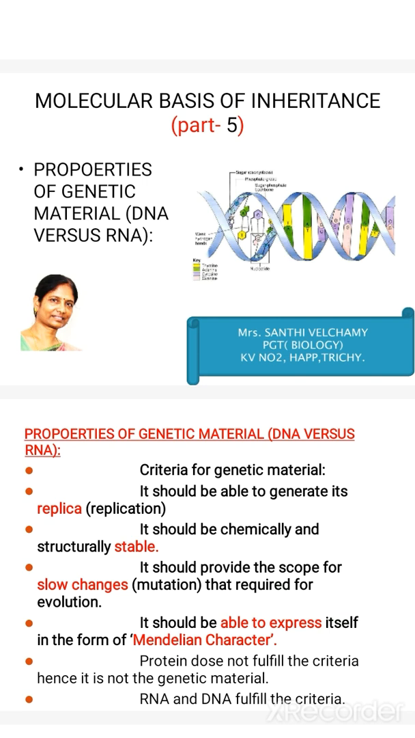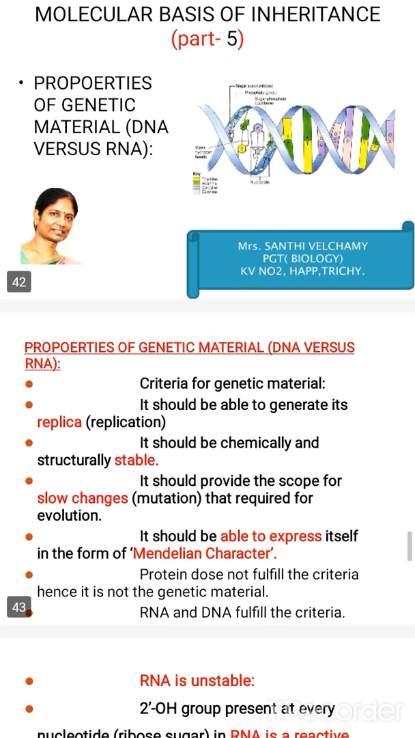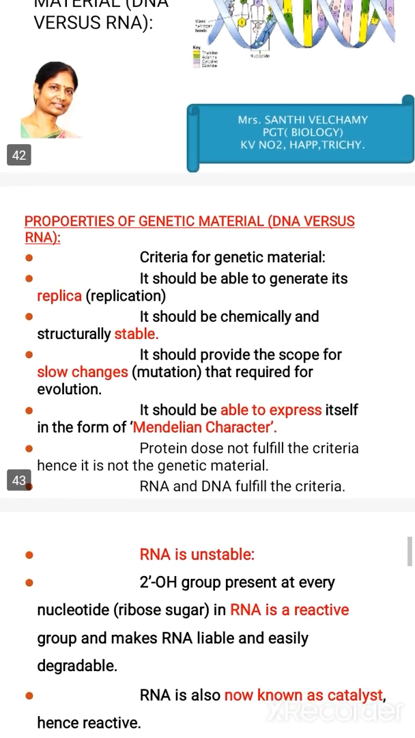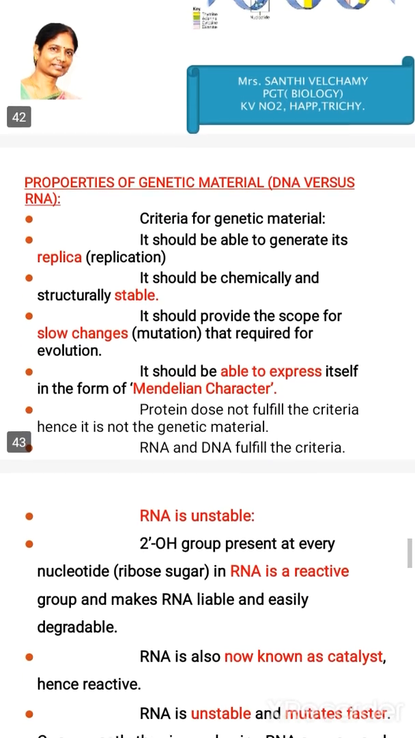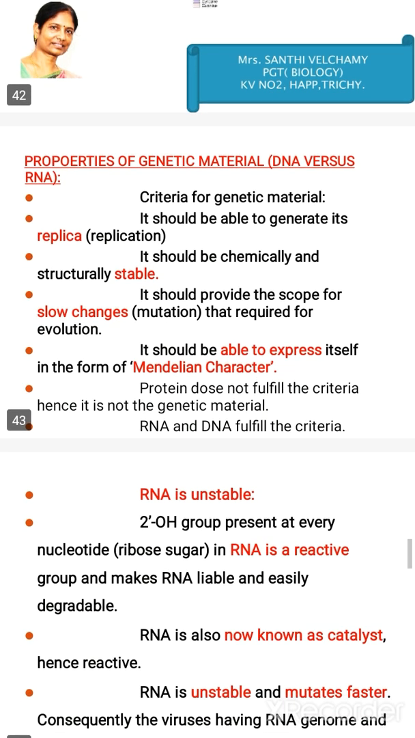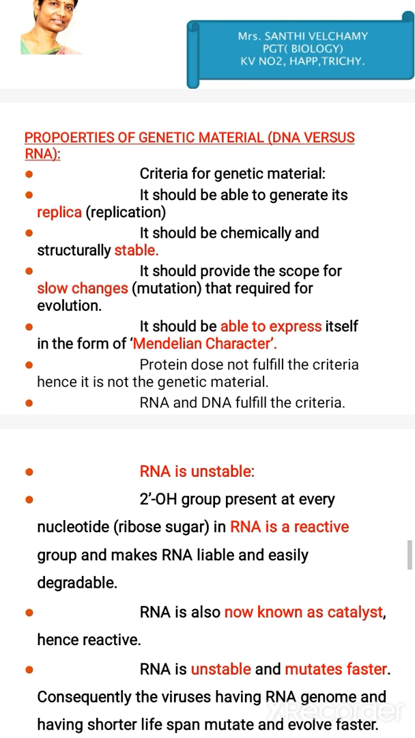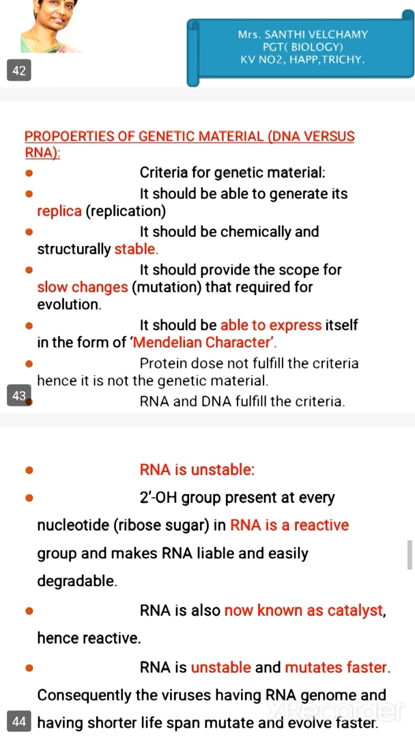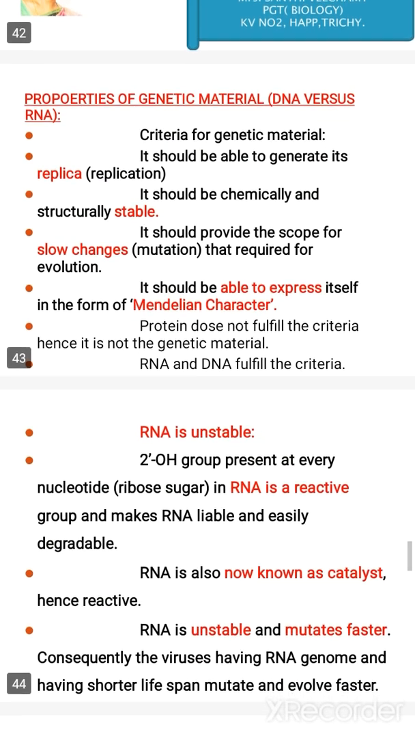Today's class we are going to see the properties of genetic material, that is DNA and RNA. DNA is the genetic material, but some RNA viruses also exist. So, which one is the better genetic material? That one we are going to see. Let us see the properties of genetic material. What should be the property of genetic material, whether DNA or RNA? That is the criteria. Let us see that.